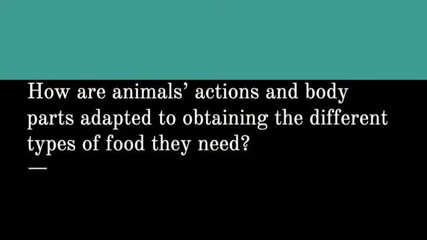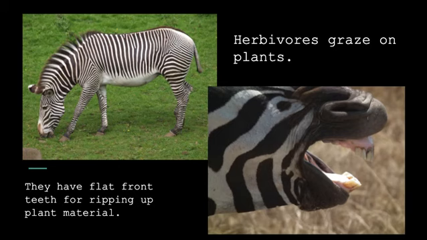So animals do get food from their habitats. They have lots of adaptations that help them obtain the food that they need to survive. And adaptations are just body parts or behaviors that help them to survive in a certain kind of environment. And many animals have adaptations that have developed to help them get the correct kind of food.